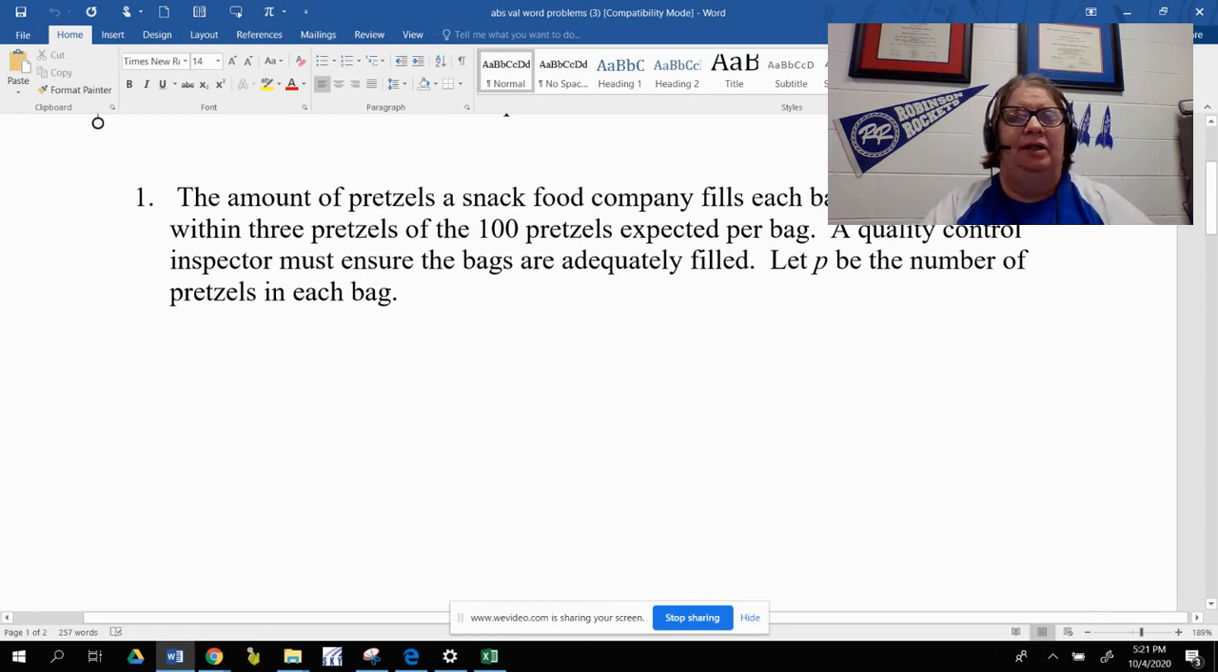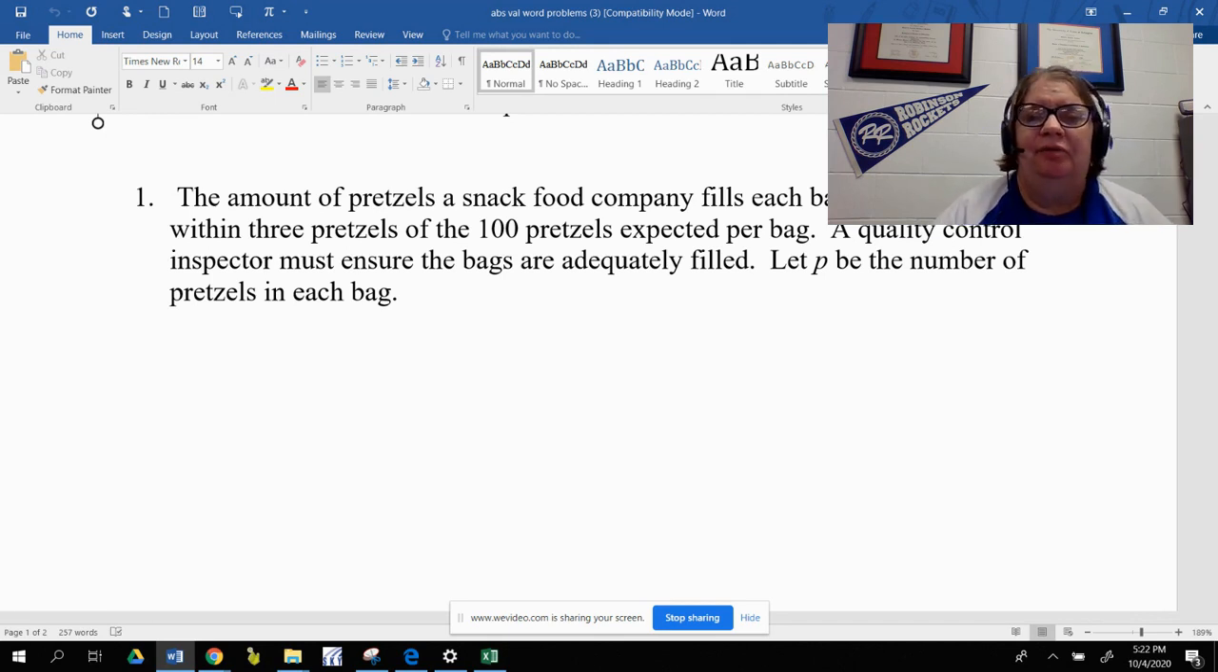And it says to write and solve an equation that deals with the amount of pretzels. The amount of pretzels a snack food company fills each bag with must be within 3 pretzels of 100 pretzels expected per bag. A quality control inspector must ensure the bags are adequately filled. Let P be the number of pretzels in each bag. Why do we care how many pretzels are in the bag?